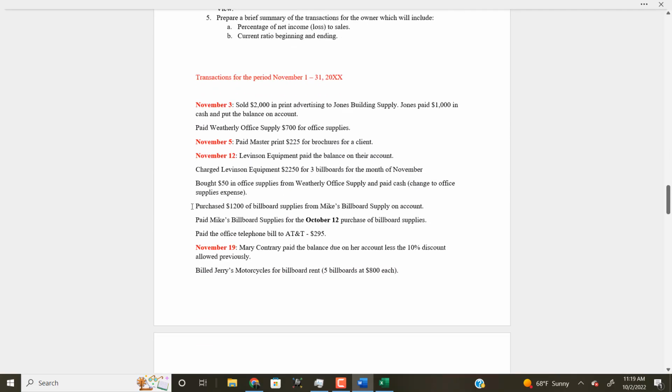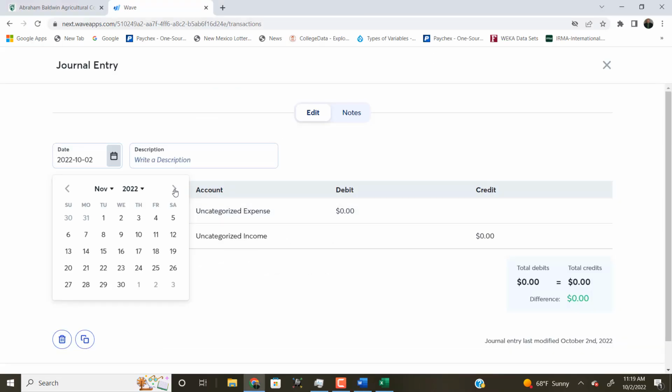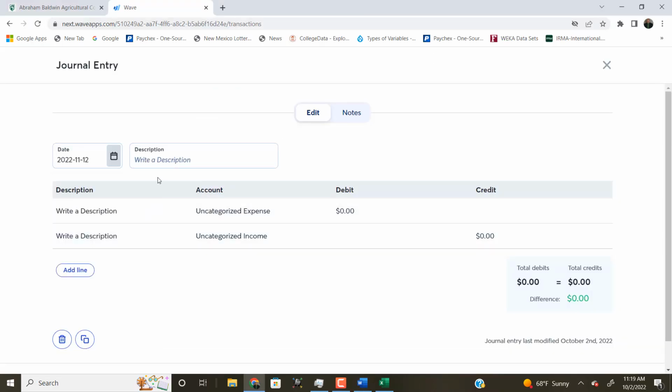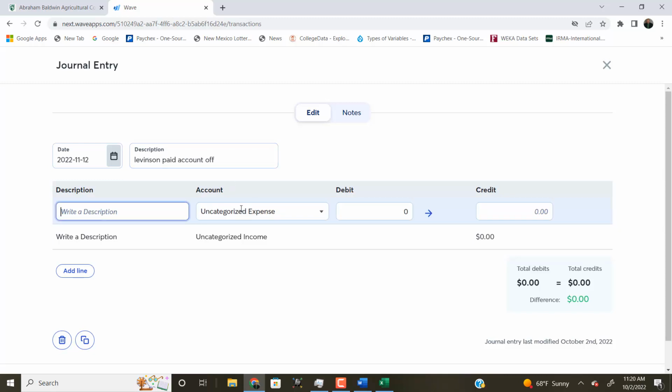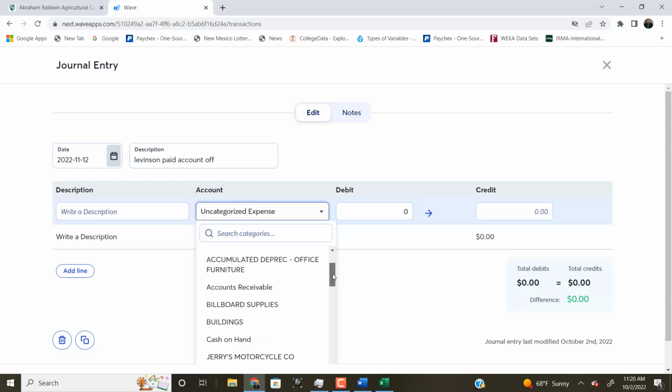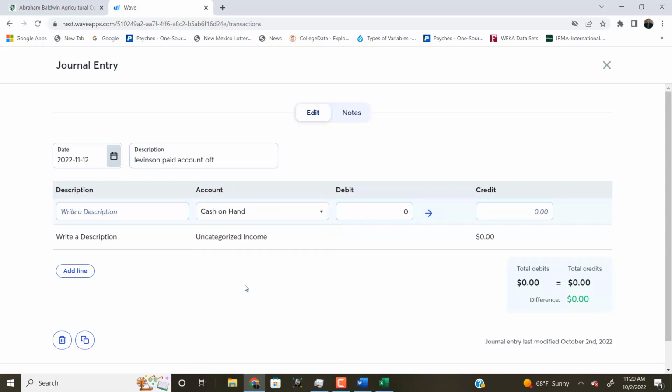And I have to go back over now because I ran my mouth and see when the date was. That was on the 12th. So November 12th, and Levinson paid account. And so if they paid us something, that means that cash had to be going up. And so there's your cash.